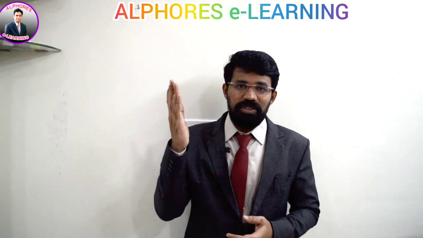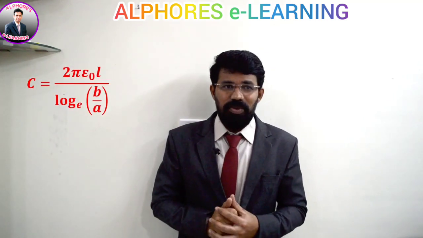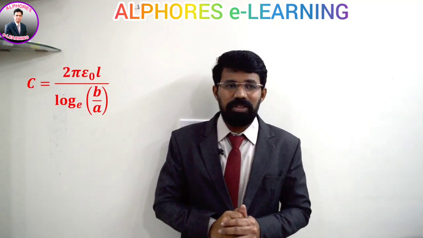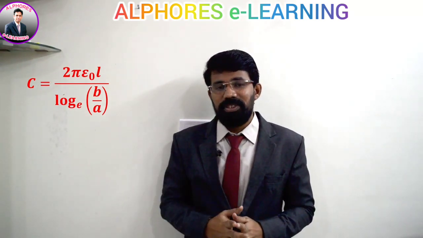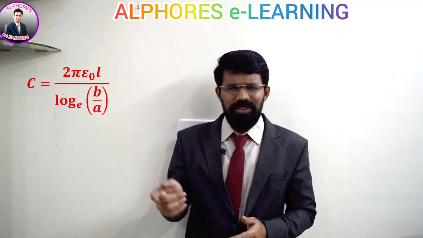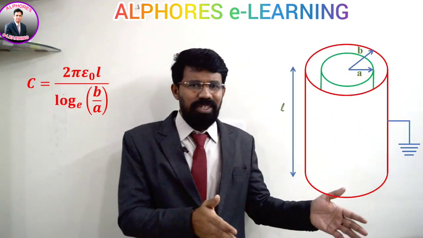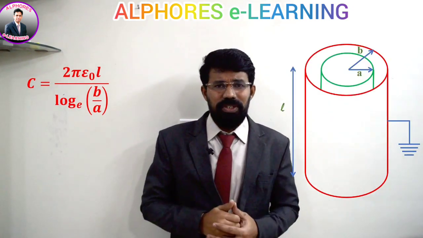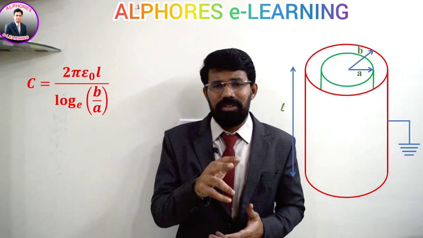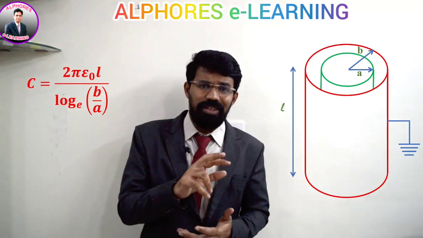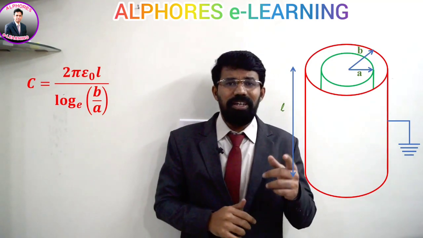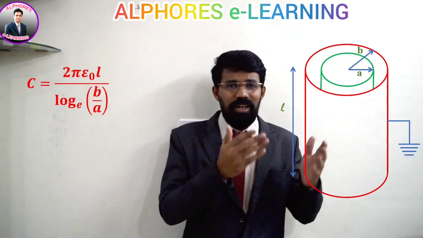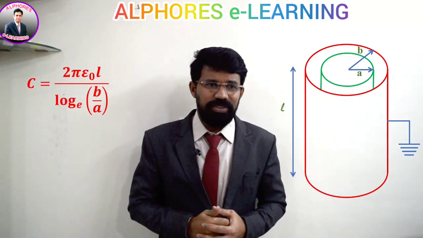Now let us talk about the cylindrical capacitor. Its capacitance is C is equal to 2 pi epsilon naught L by log to the base e B by A, where B is the outer radius and A is the inner radius. Look at this diagram. It is also made up of two surfaces, two concentric cylindrical shells. The inner radius is A, the outer radius is B, and L in this equation is the length of the cylinder. Okay, now let us proceed.